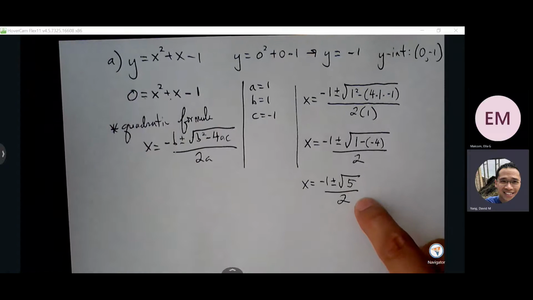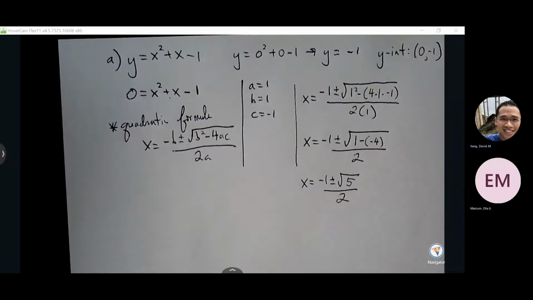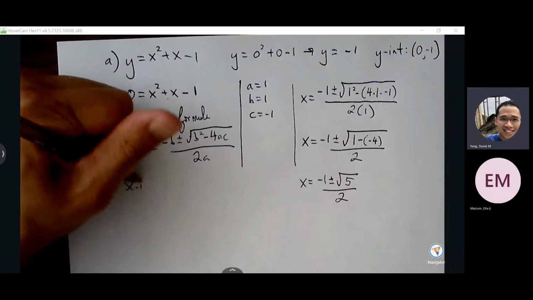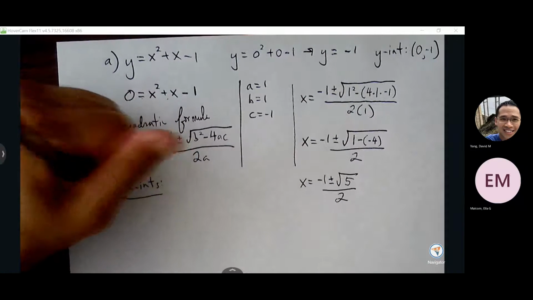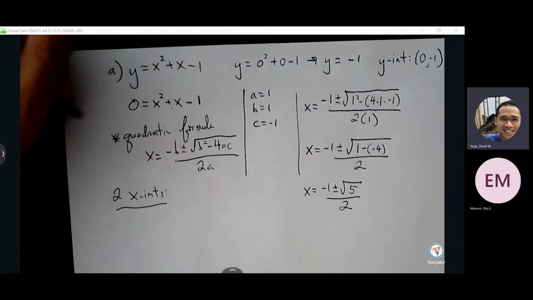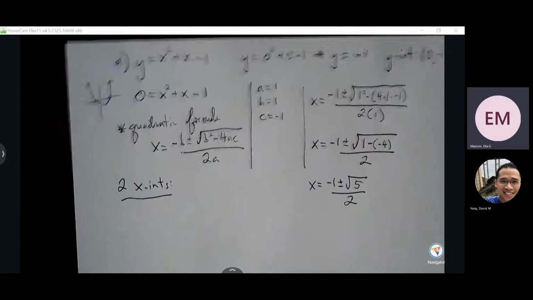So how many solutions is that? How many x values is that? 2, that's right. So we have 2 x-intercepts. This is a quadratic function, so what that tells us is that the graph is going to hit the x-axis in 2 different places. And we could just leave it like that, right? We don't need to write it twice.